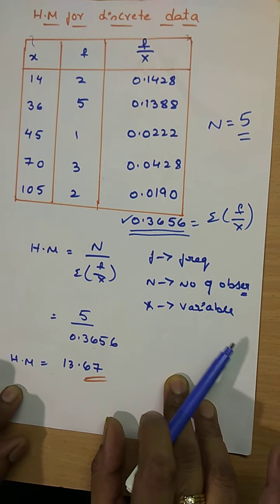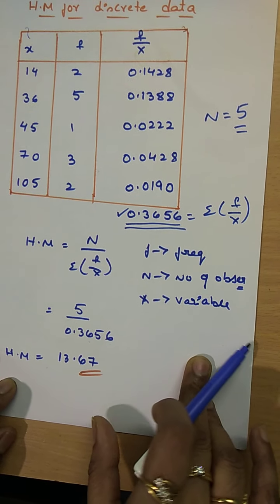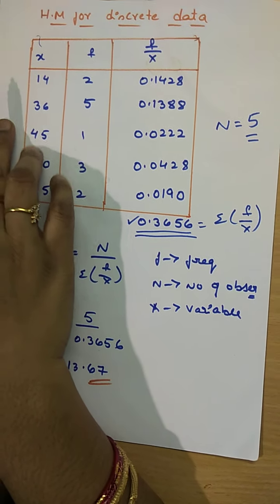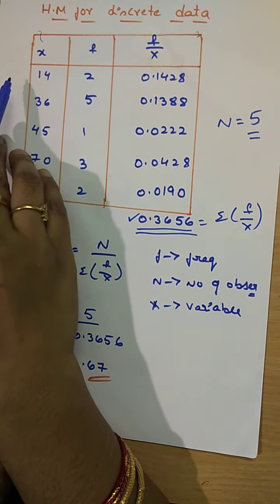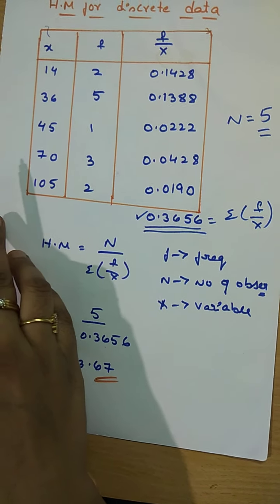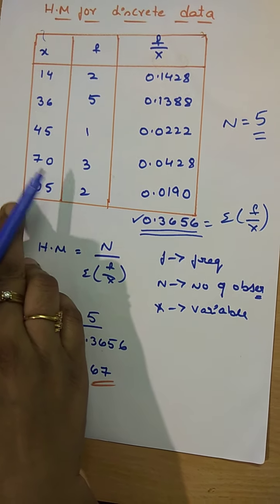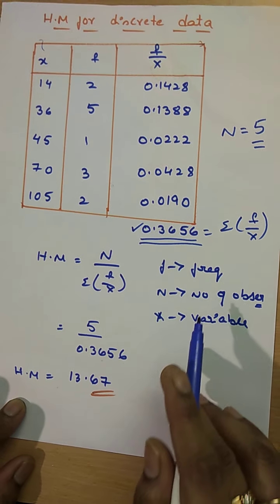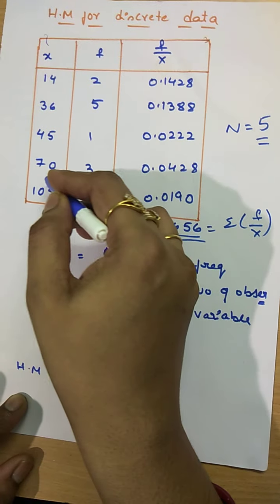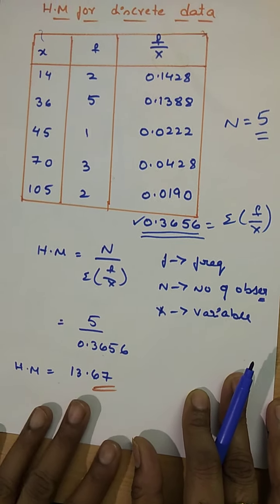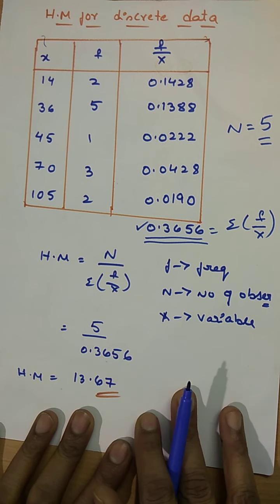In the same way, we can find the harmonic mean in the case of a continuous series also. For that they will give class frequencies like 0 to 10, 10 to 20, 30 to 40. After that we need to find the midpoint. Midpoint means lower limit plus upper limit divided by 2. Then we will get the x values. After that the process will be the same. That's why I did not give an example for the continuous series.